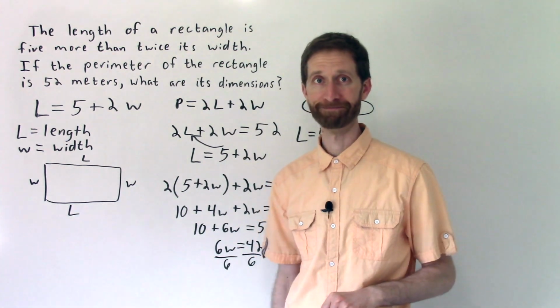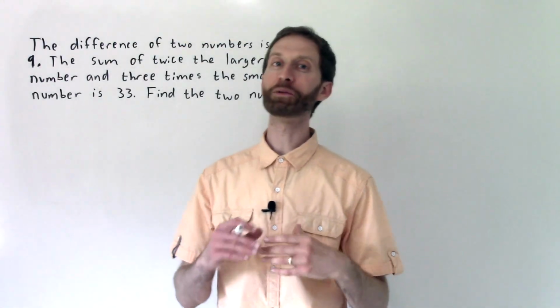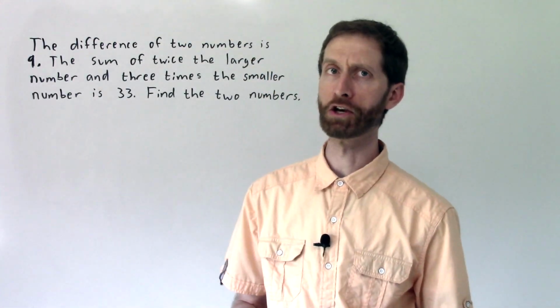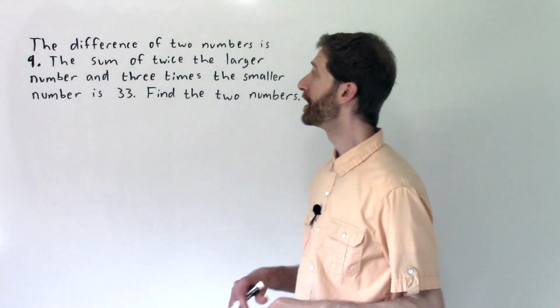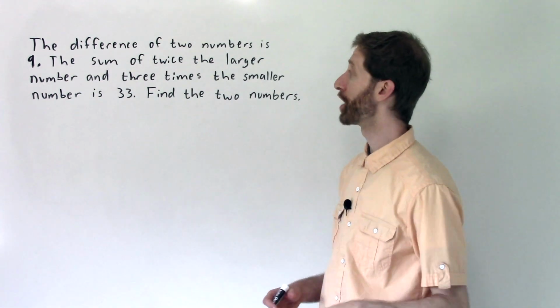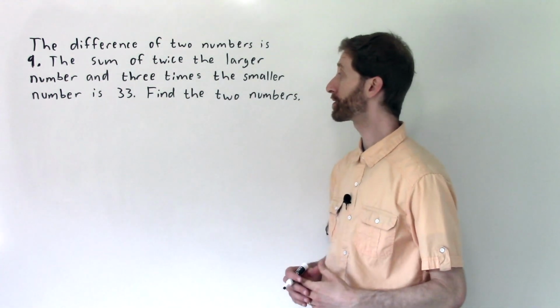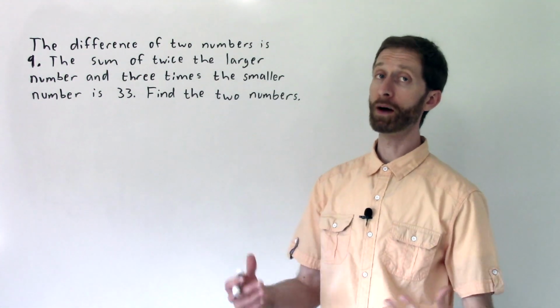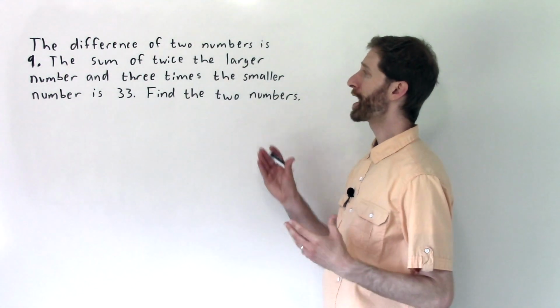Watch the flip side. And here we are on the flip side of the video, as promised, with a classic numbers problem. Let's dive into it. The difference of two numbers is 9. The sum of twice the larger number and 3 times the smaller number is 33. Find the two numbers.